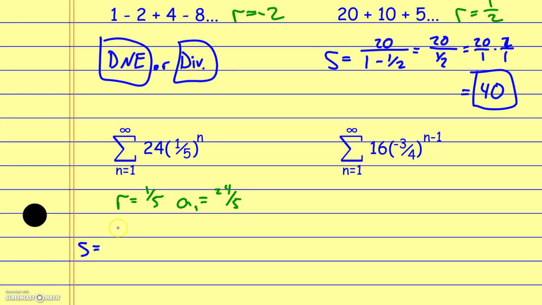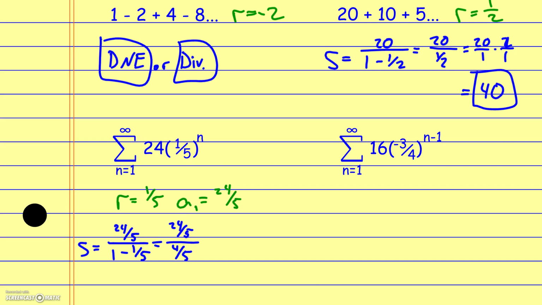So the sum equals A sub 1, which is the 24/5, over 1 minus R, which is the 1/5. And then from here, let me pull my pen back up. I'm trying to write with an eraser. So that's 20. Oh, I missed a step. Let me show all the steps because I know we're not great at working with fractions, some of us. Over 1 minus 1/5 is a 4/5.